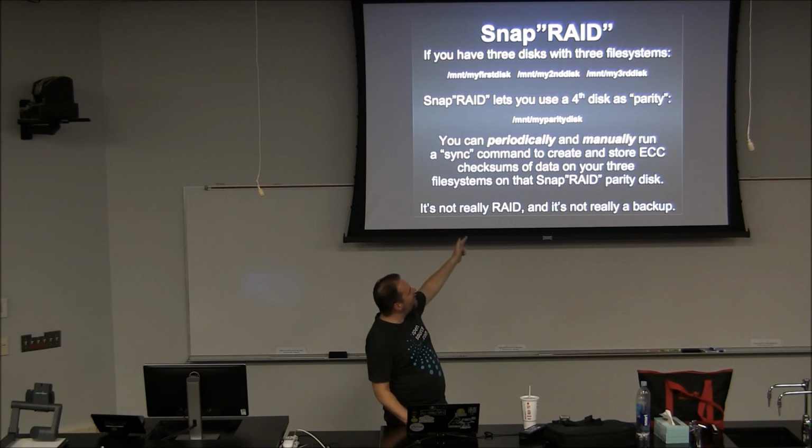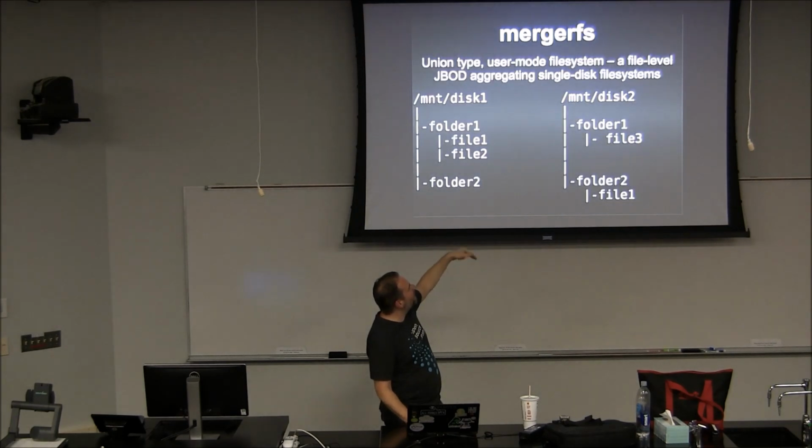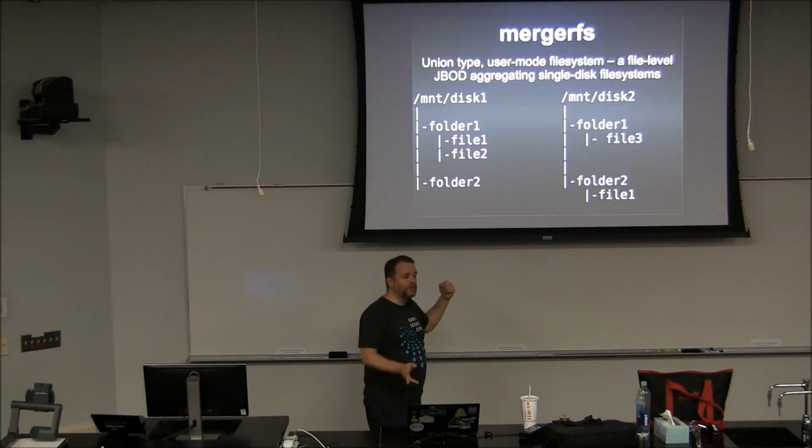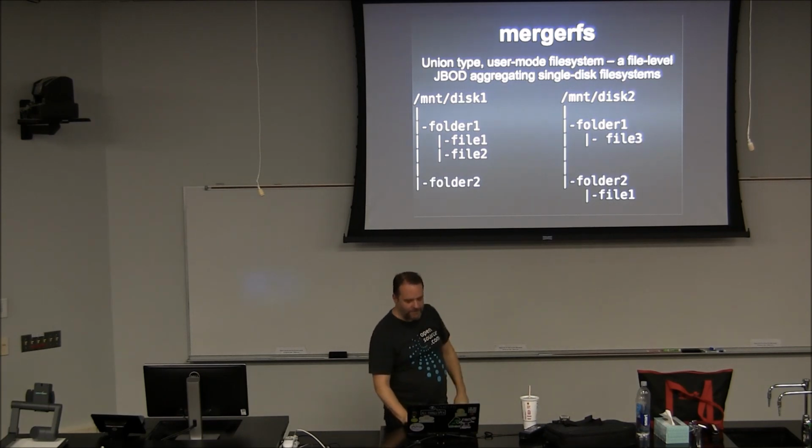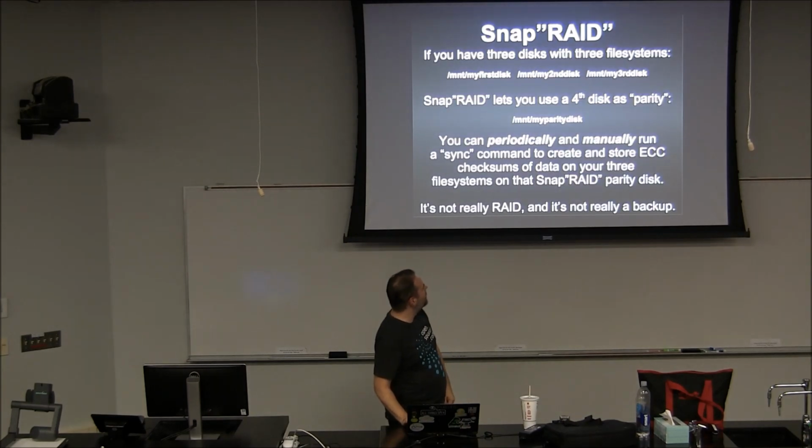Now you can combine SnapRaid with MergerFS so that you don't have to actually manage each disk separately. With MergerFS you still mount disk 1, disk 2, disk 3, but you also mount MergerFS, which lets you look at them like they're all one. And then you have the 4th disk, and then you have SnapRaid doing its thing there.